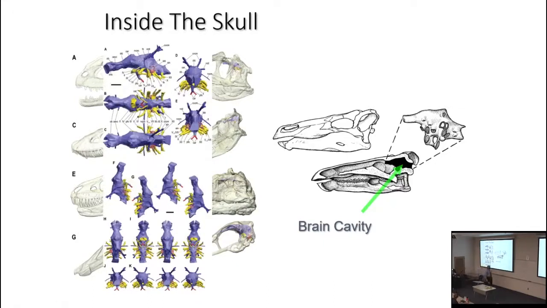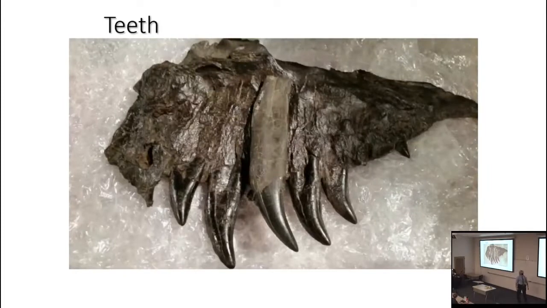But thankfully, the holes for the nerves coming out of this brain cavity are conserved. That is, they are found the same in many groups of modern animals, so we can map out which nerves are coming out of which part of the brain in a dinosaur, just as we can in a modern animal.